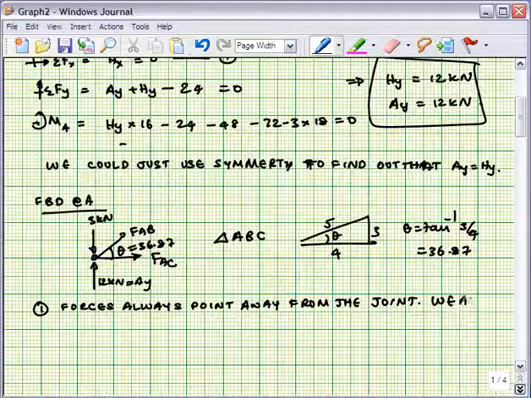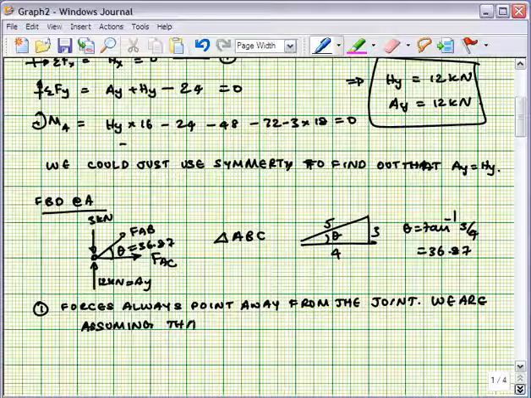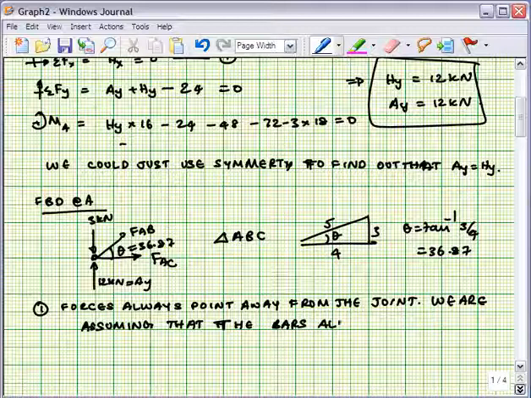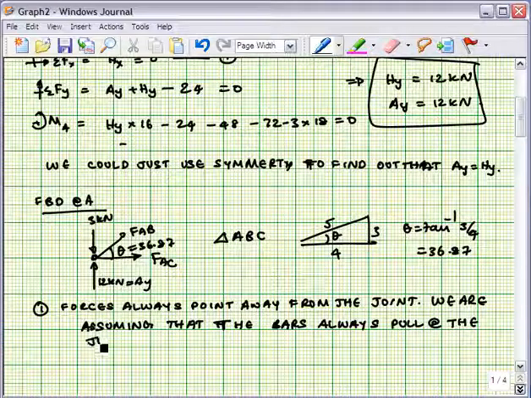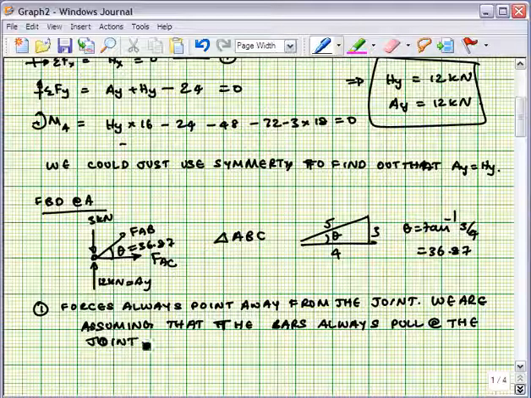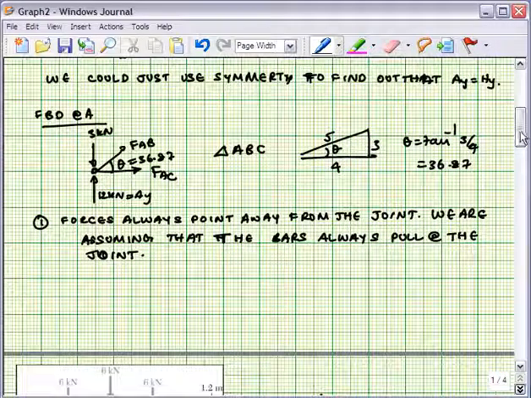We are assuming that the bars always pull at the joint. If it turns out that's not the case, then you'll find that the forces will come out to be negative. Not to panic. So it's a pretty simple thing.